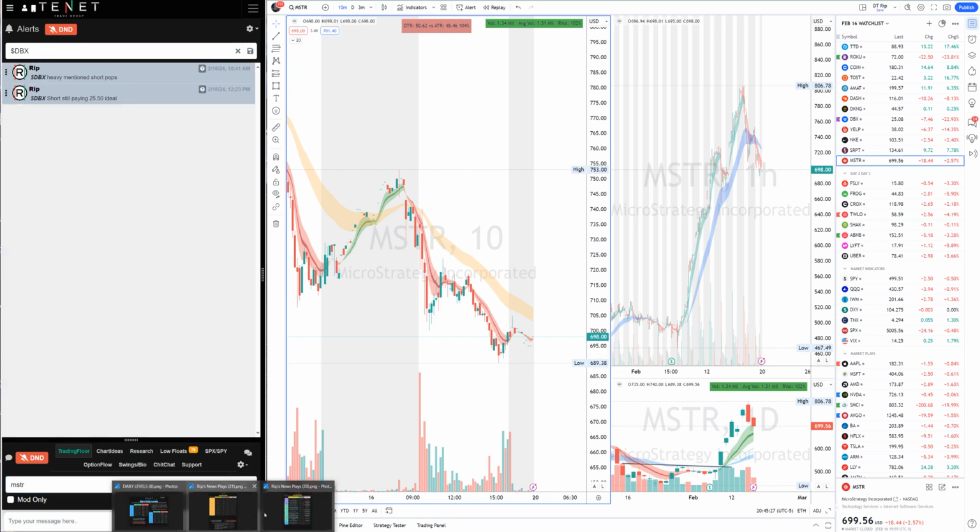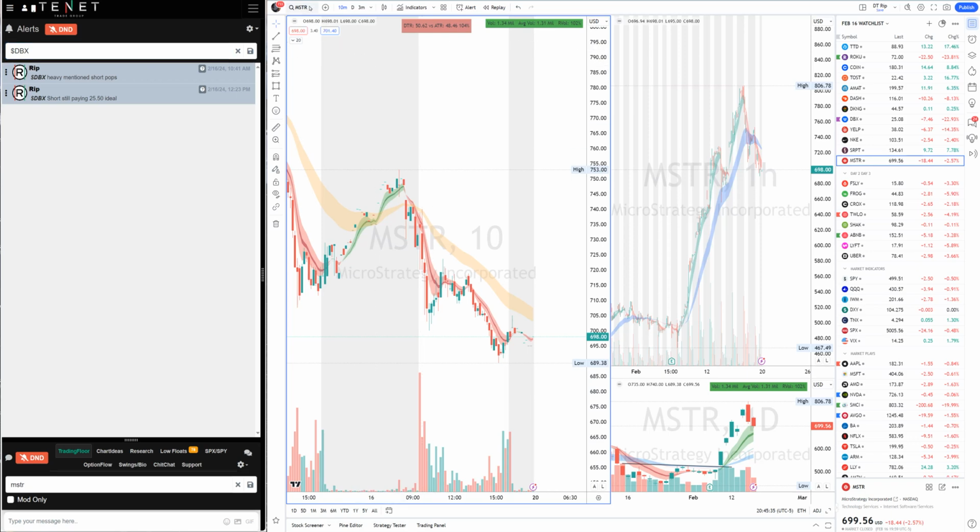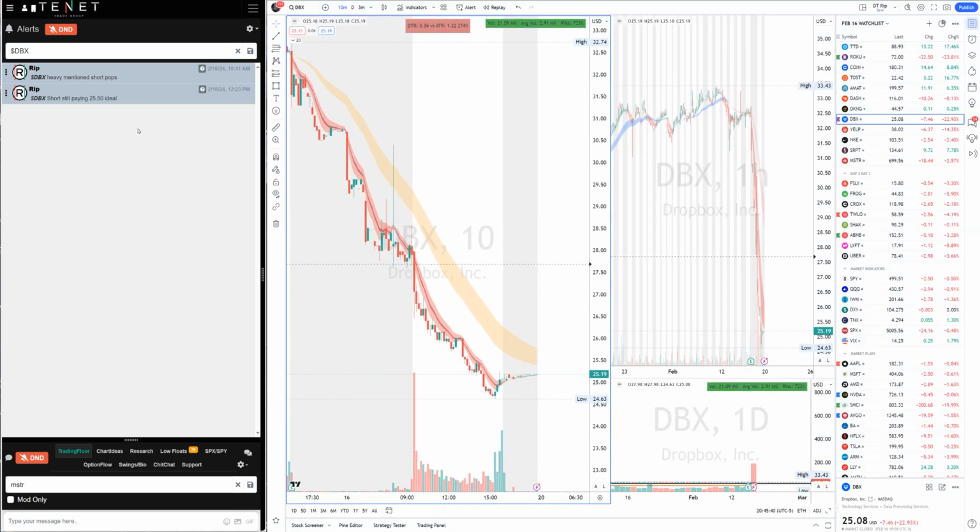Let's look at Dropbox, guys. Dropbox was also from our watch list, bearish to short the pops. I told everybody in the pre-market game plan. 2761 was another level, and there was a resistance up top, and all it did was fade all day, right? All day fade on Dropbox, nothing special.